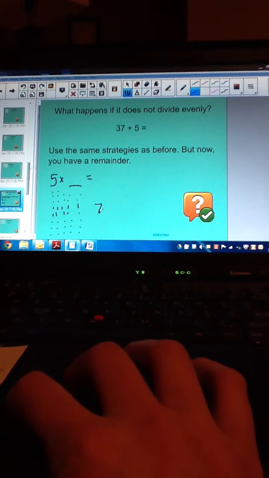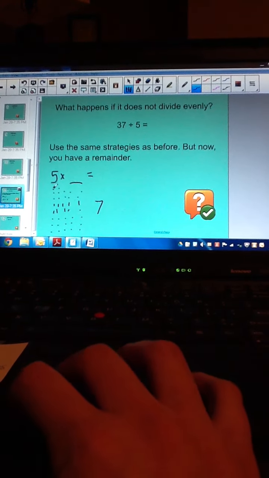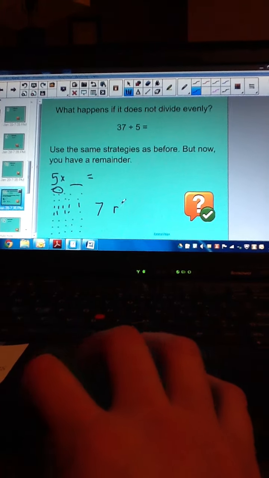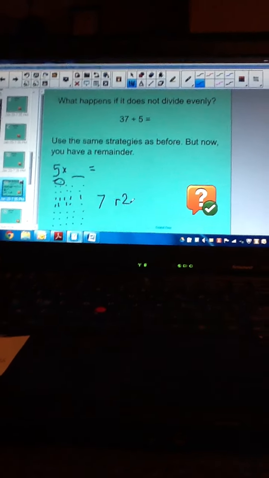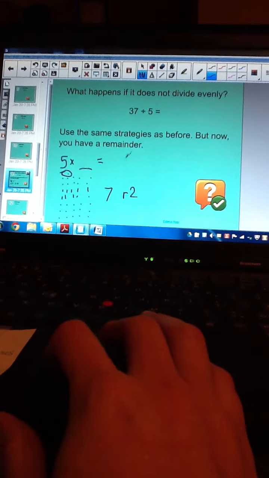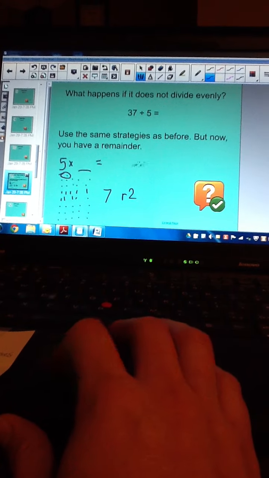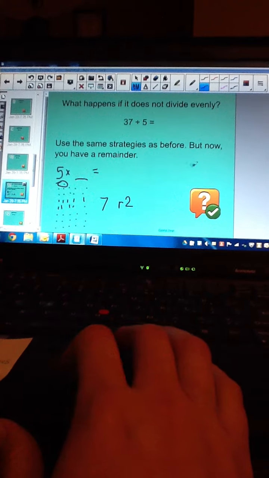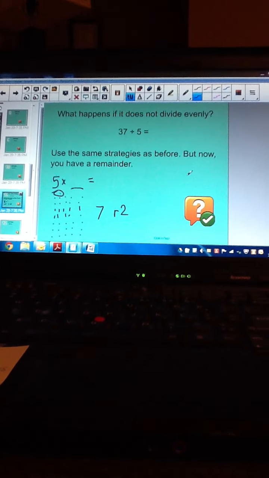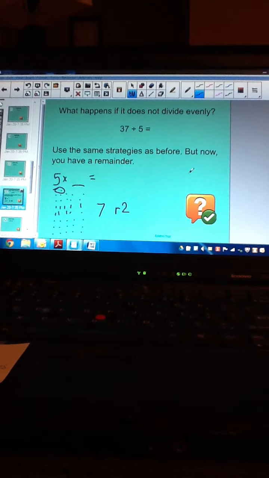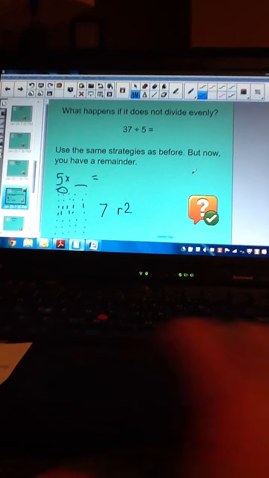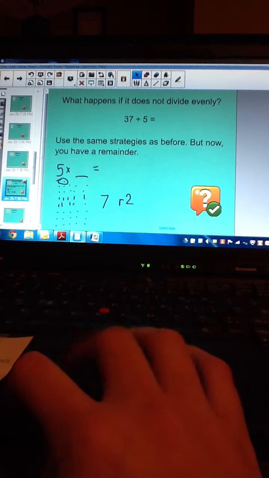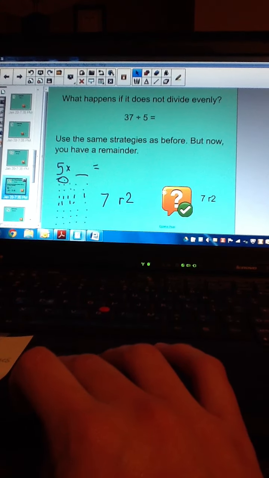So notice I put 5 in each row, and I had 1, 2, 3, 4, 5, 6, 7 rows of 5, and I had 2 that were left over. So it would be 7 with a remainder of 2. I could also use my subtraction strategy where I would take 37 minus 5, and I would do that continually until I got as close as I could to 0. And then whatever was left over, if I couldn't subtract 5 again, that would be my remainder. So we know that 37 divided by 5 is 7 with a remainder of 2.